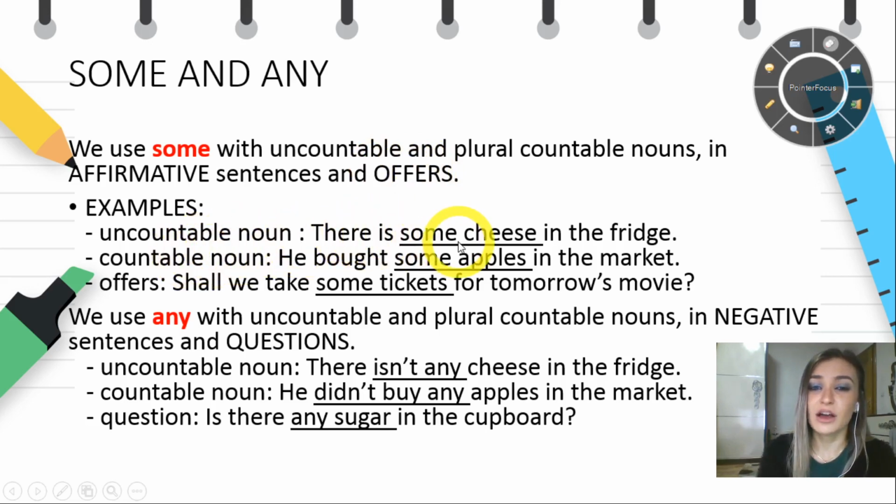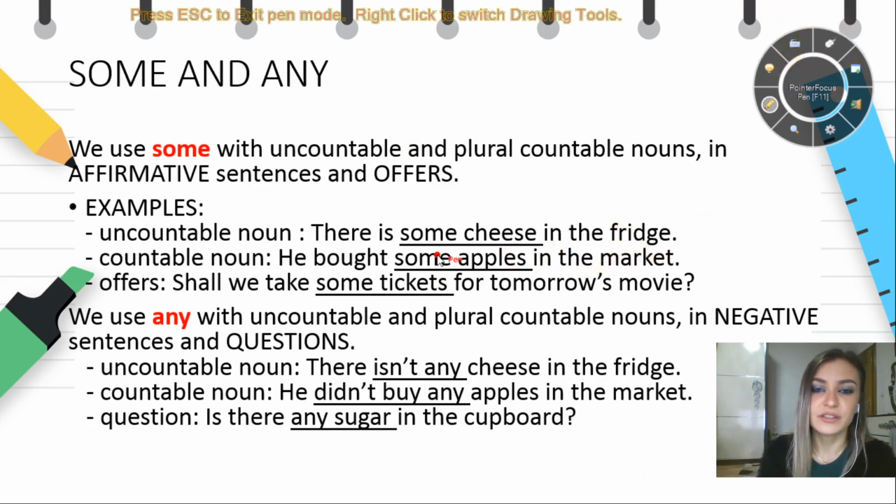There is some cheese in the fridge. You know that cheese is what? Cheese is an uncountable noun. Okay, apples. Apples is a countable noun, a plural countable noun in this case. So some is used both for uncountable and countable nouns. But it is important to know that some is used for affirmative sentences and offers.